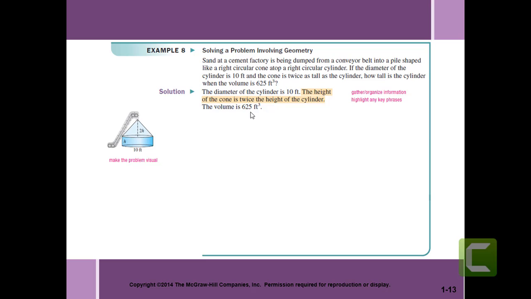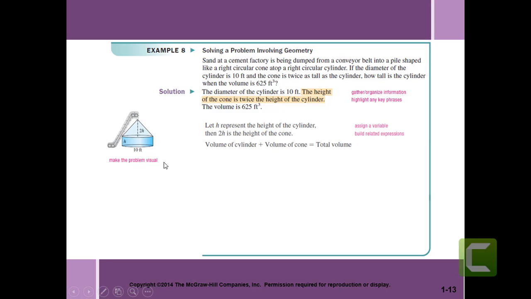So here it is. Okay, so here's the diagram. So here's our cone, and here's our cylinder. Okay, so we know the diameter of the cylinder is 10 feet, which means that the diameter of the base of the cone is also 10 feet. We got the height of the cylinder, and we know that the height of the cone is twice the height of the cylinder, even though we don't know what those heights are. And that's fine. We're just trying to fill in the gaps here.